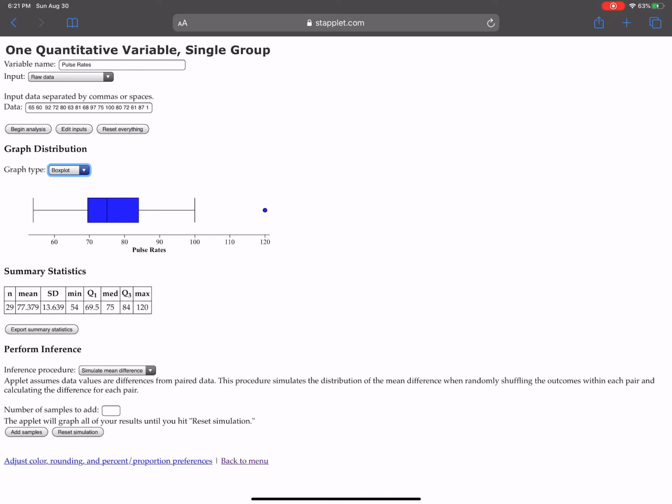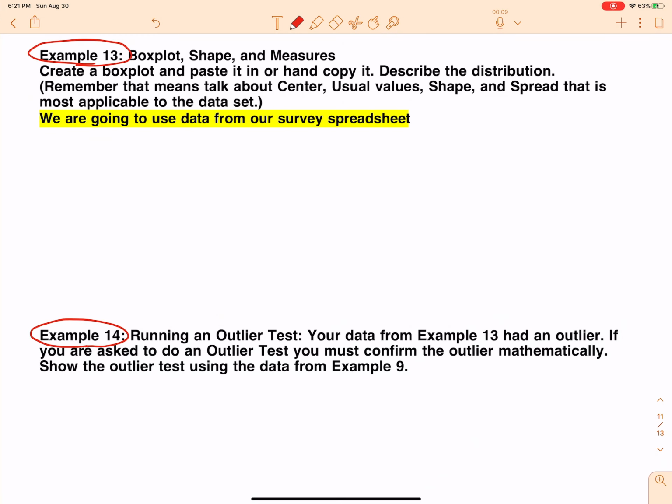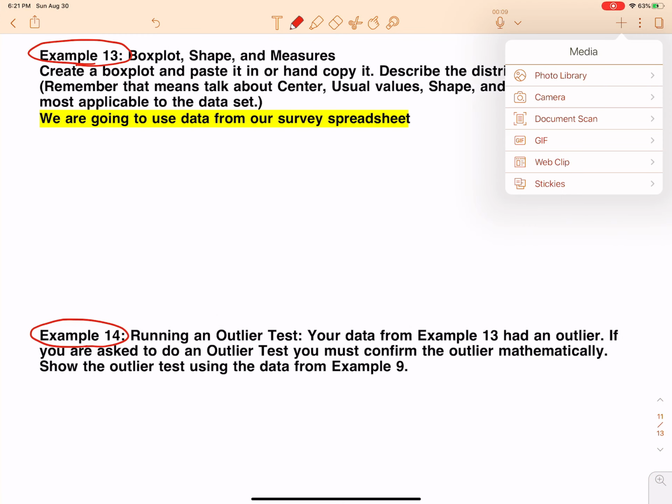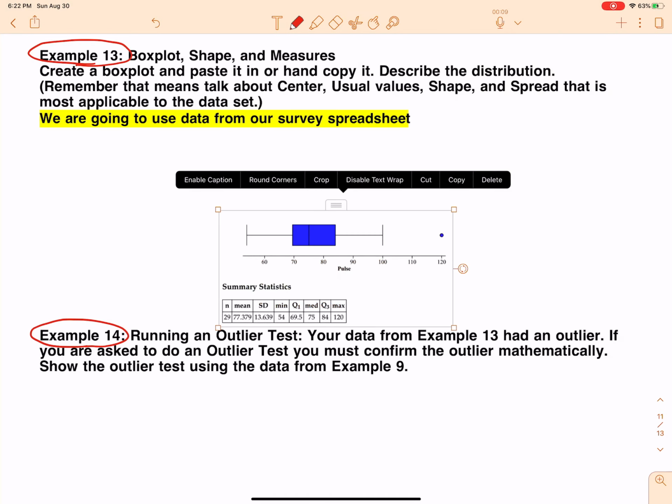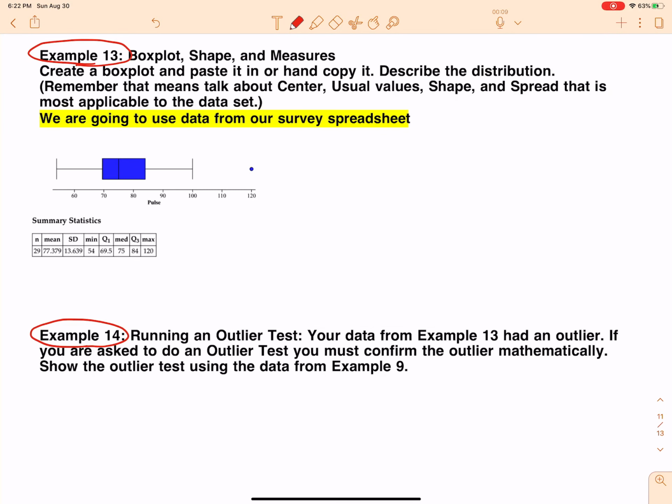Okay, so going back to our example, I have saved this picture already. I'm going to insert it right here. All right, so how am I going to talk about this? Well, there's clearly an outlier. That means that the general shape of my graph is approximately skewed to the right. An outlier by nature is going to automatically change the shape of that graph.